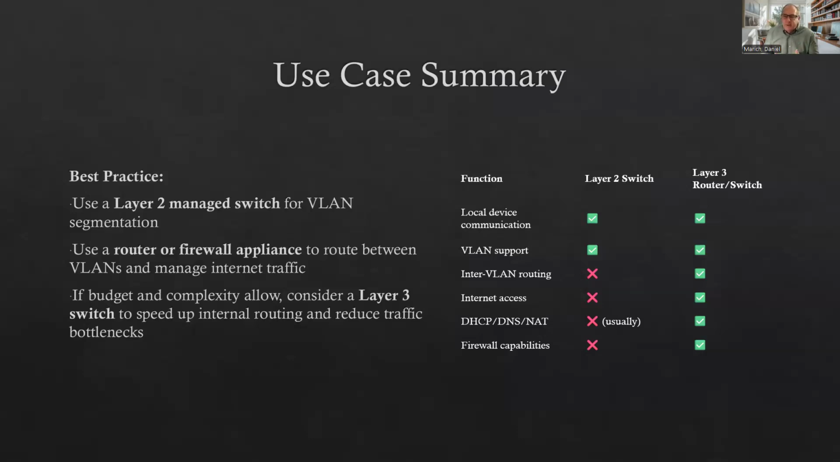If your network requires higher performance and less latency, that's where we go to layer 3 switches, combining switching and routing functionality, which help reduce bottlenecks and enable inter-VLAN routing. The table here summarizes this. Firewall capabilities live in layer 3. Firewalls are layer 3 devices.